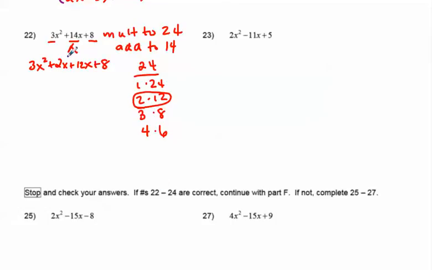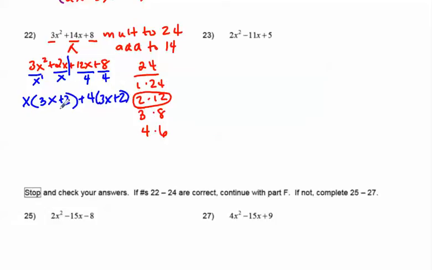Alright, then split these in half. So you're looking at the first two, and the common factor of 3x squared and 2x is x. So we're going to factor the x out. So 3x squared divided by x is 3x. 2x divided by x is 2. For 12x and 8, the greatest common factor is 4. So factor out the 4. 12x divided by 4 is 3x, and 8 divided by 4 is 2.